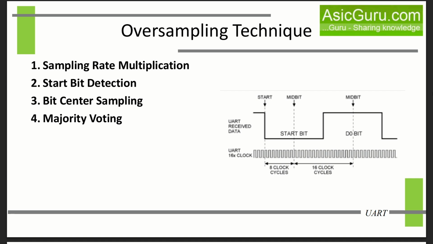This mitigates timing drift and phase differences. For each bit, multiple samples are taken near the calculated center. The final bit value is determined by majority voting of these samples. This provides robustness against momentary noise spikes.